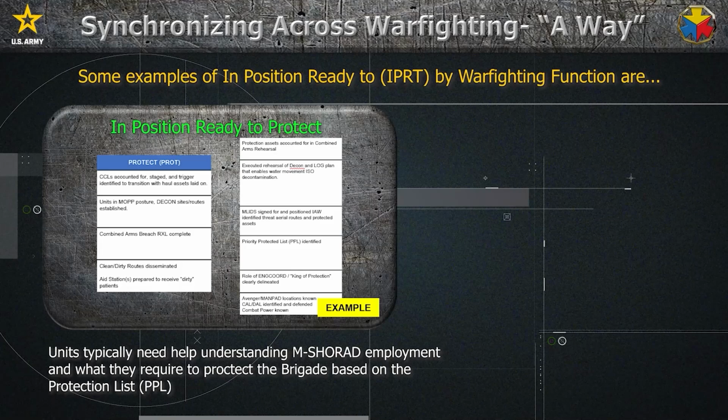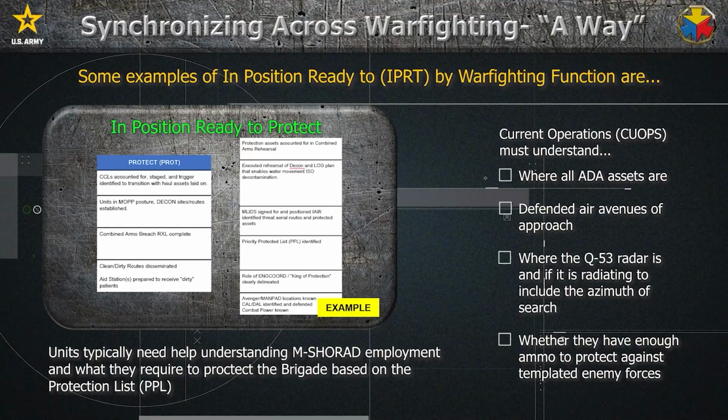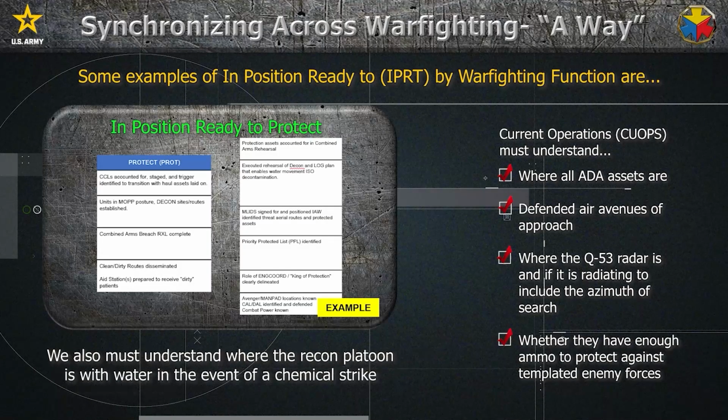In position ready to protect. Units typically need help understanding MSHORAD employment and what they require to protect the brigade based on the priority of protection list. Current operations must understand where all air defense assets are, defended air avenues of approach, where the Q-53 radar is, and if it is radiating to include the azimuth of search, and whether they have enough ammo to protect against templated enemy forces. We must also understand where the chemical reconnaissance platoon is with water in the event of a chemical strike.